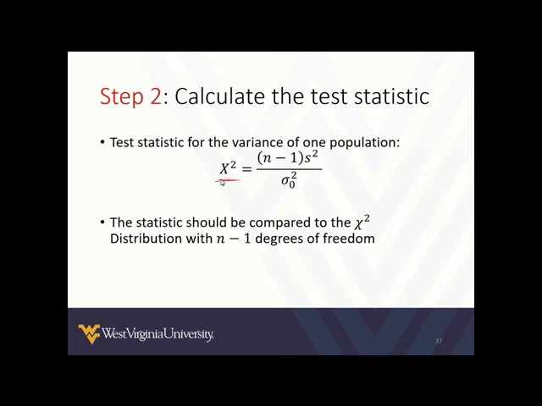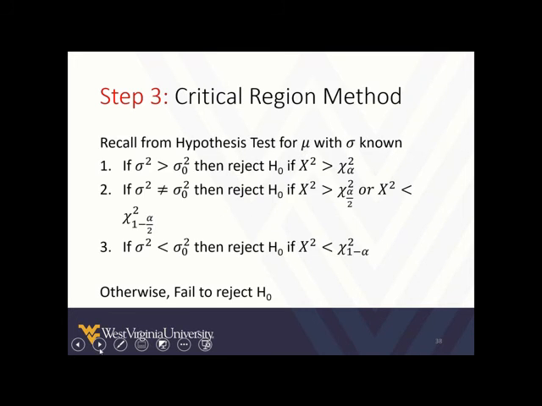So X squared is equal to the quantity n-1, multiplied by s squared, which you'll know is the sample variance, all divided by the hypothesized population variance. And so the statistic, again, should be compared to the chi-square distribution with n-1 degrees of freedom.